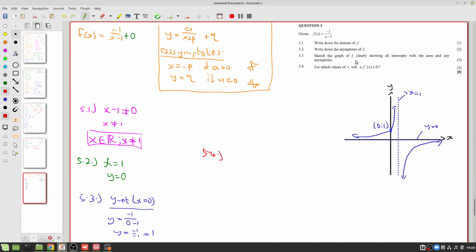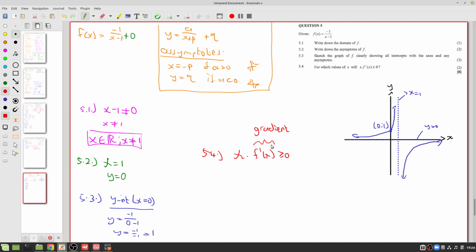Okay, so now I ask, for which values of x will x times f prime of x be greater or equal to 0? Okay, so what is f prime of x? This, remember, means differentiate. And what does differentiate do? It gives us the gradient. Okay, so this question asks, where is the x value multiplied by the gradient of the graph greater or equal to 0? Where is it positive?